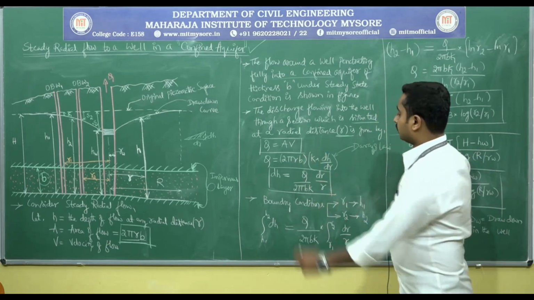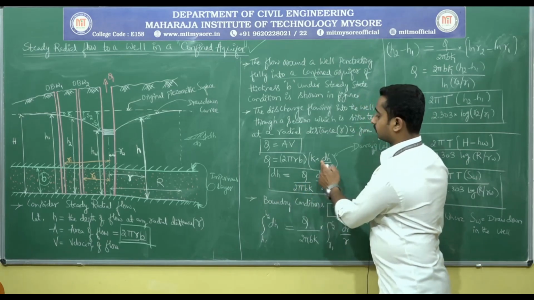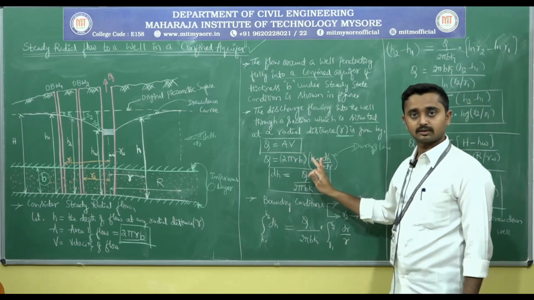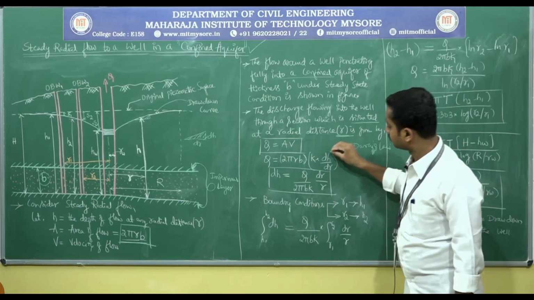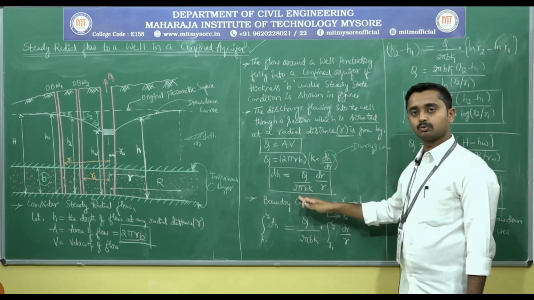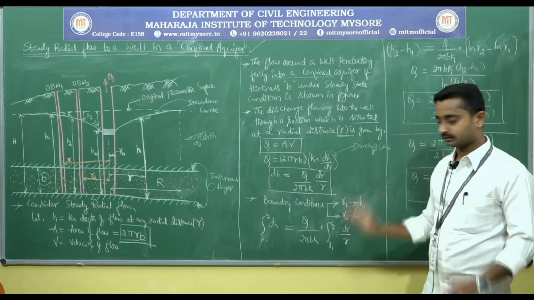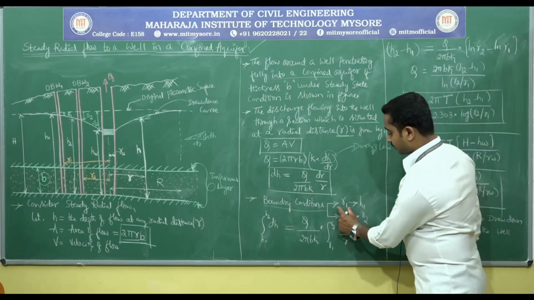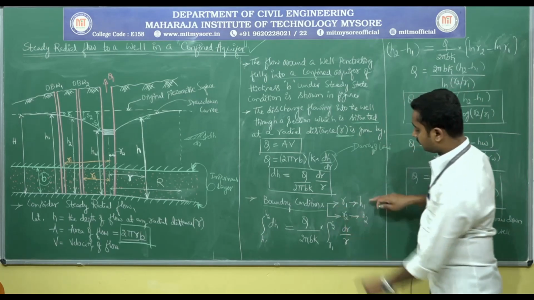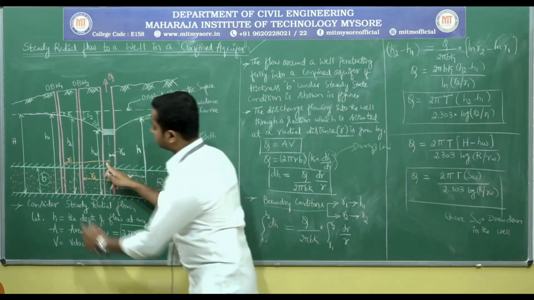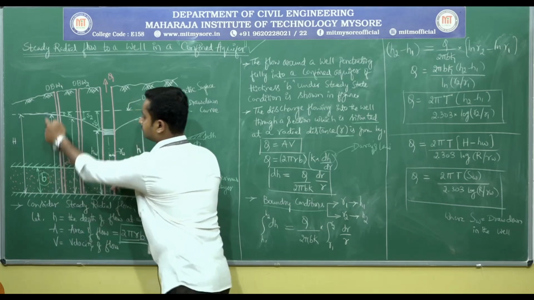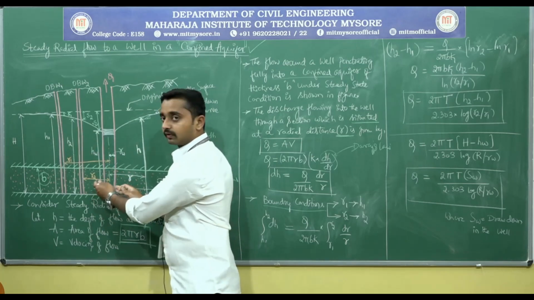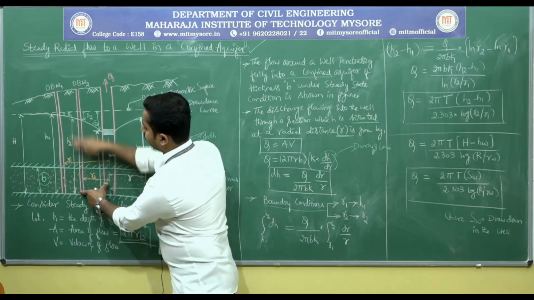Now rearrange the terms: dh equals Q by 2 pi b k into dr by r. We know the boundary conditions. At radial distance r1, the depth of flow is h1. Similarly, for the second boundary condition, at radial distance r2, the depth of flow is h2.